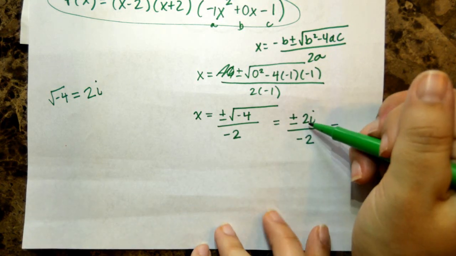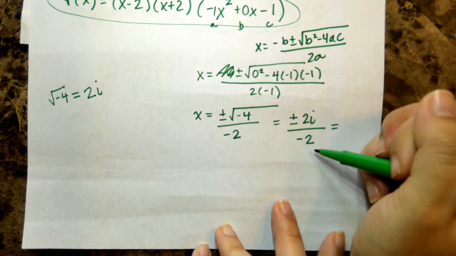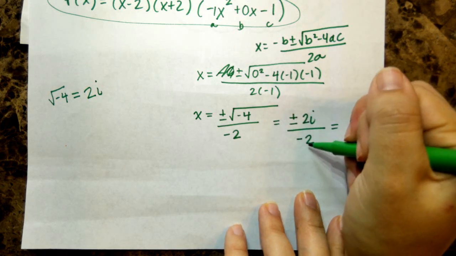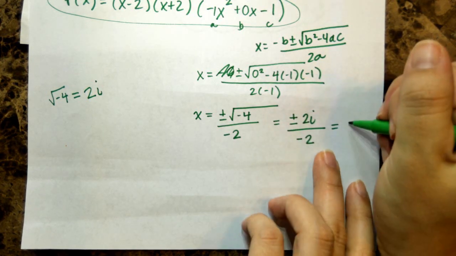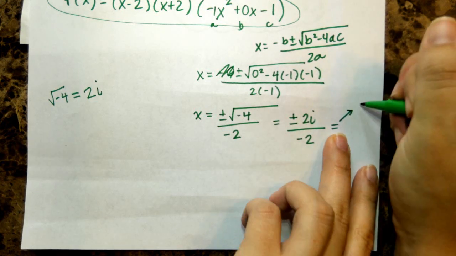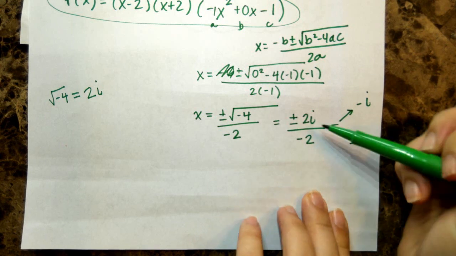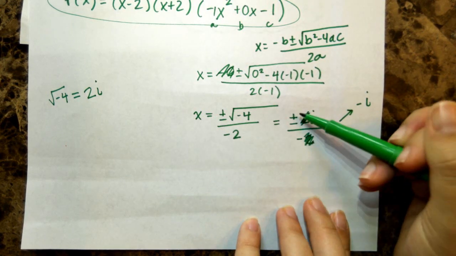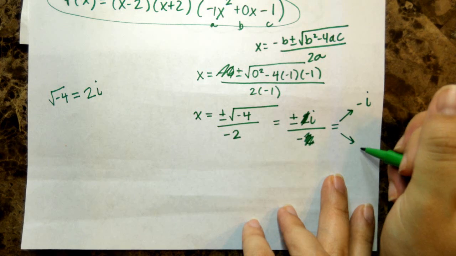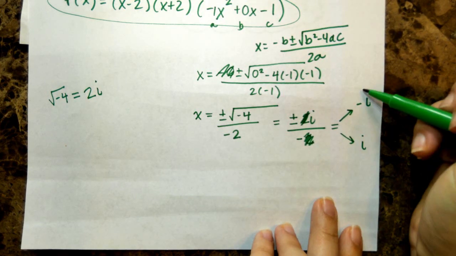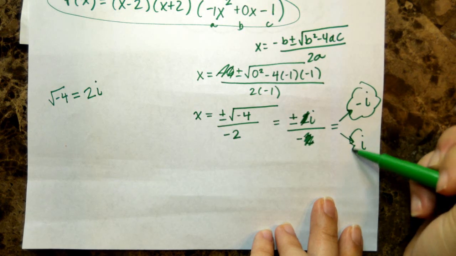Now let's see, what is positive or negative 2 divided by negative 2? Well, you're going to have positive 2 divided by negative 2, which is just negative 1. So you're going to have two answers. You're going to have negative i, and the second option, because the twos cancel out, you'll have negative divided by negative, which is a positive i. And so those are our other two x-intercepts.